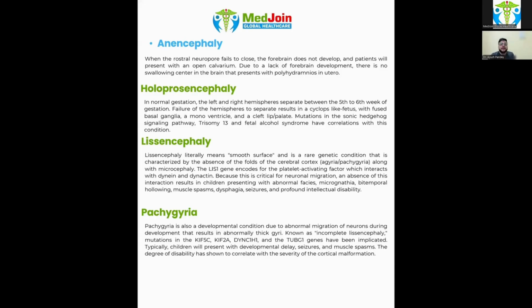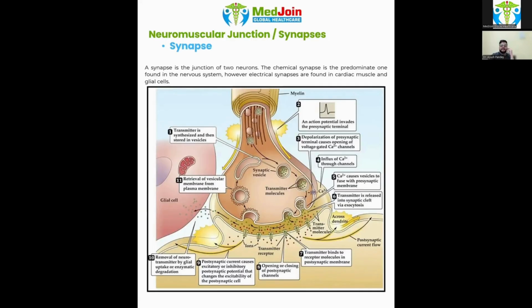What exactly is holoprosencephaly? As you know, in normal gestation, there are right and left hemispheres of the brain that usually separate between the 5th to 6th week. But if there is failure of the hemispheres to separate, it results in a cyclops-like fetus, with a fused basal ganglia, and you see that there is just one eye present. It is like the cyclops, an animated creature which you see in the movies. There are mutations in the Hedgehog signaling pathway, and trisomy 13 has correlations with this condition.